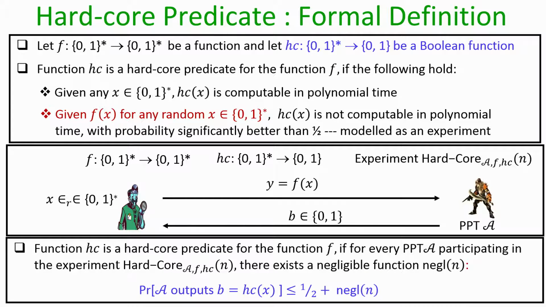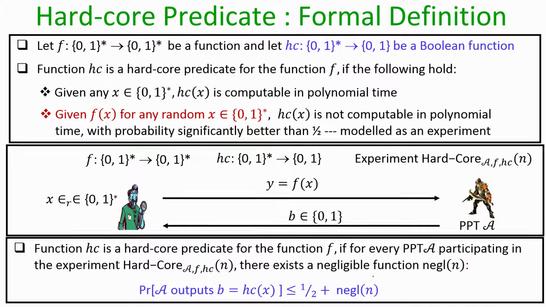So, that means we say that the function hc associated with the function f is a hardcore predicate if for any polynomial time algorithm participating in this experiment, the probability that the adversary outputs b, where b is actually equal to hc of x, is upper bounded by half plus some negligible function in the security parameter. If that is the case, then we say that the function hc is a hardcore predicate associated with the function f.